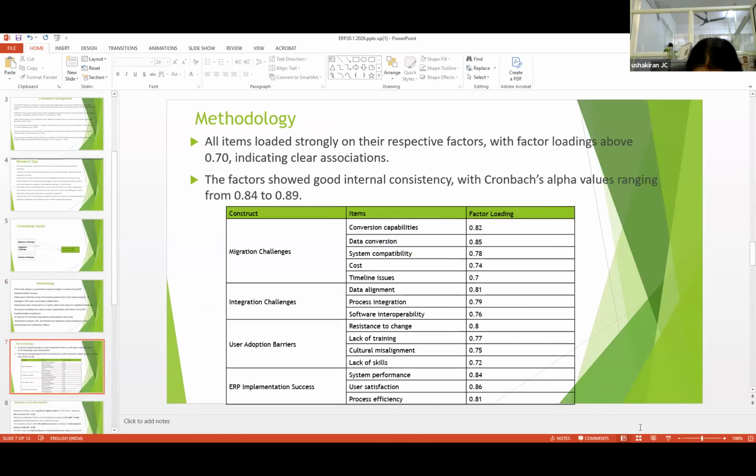As a first step, the measurement model showed strong reliability and validity. All the factor loadings were above 0.7. The Cronbach alpha values ranged from 0.84 to 0.89, which confirms the strong internal consistency and construct reliability of the constructs.